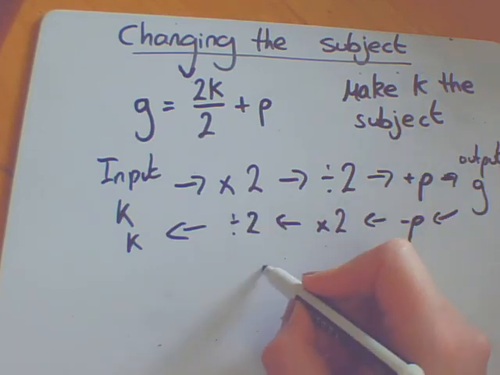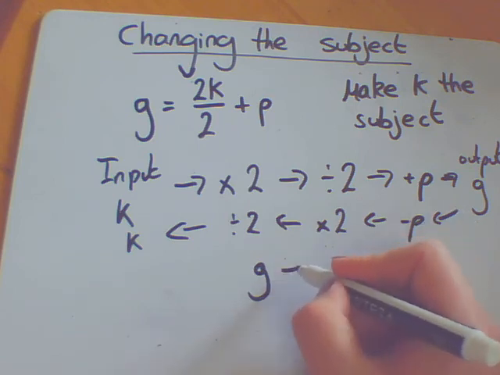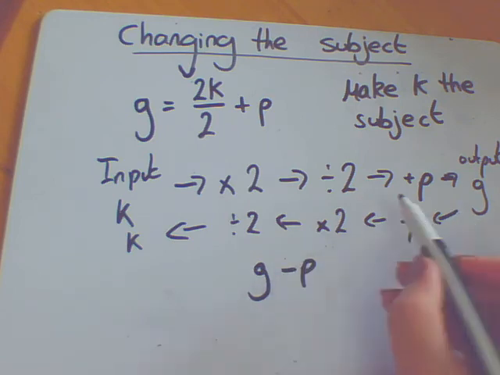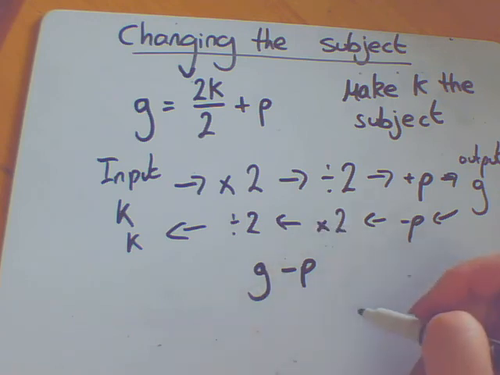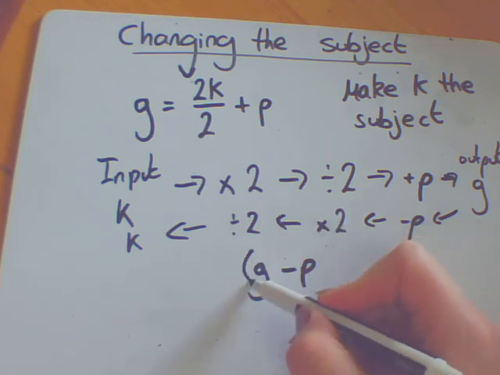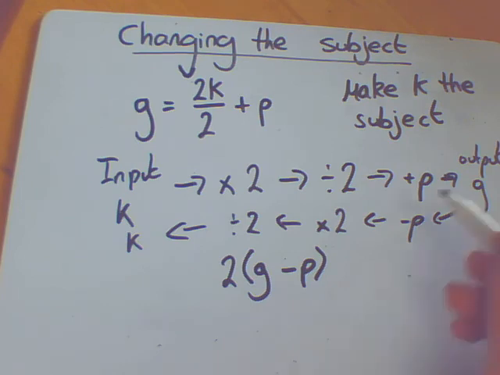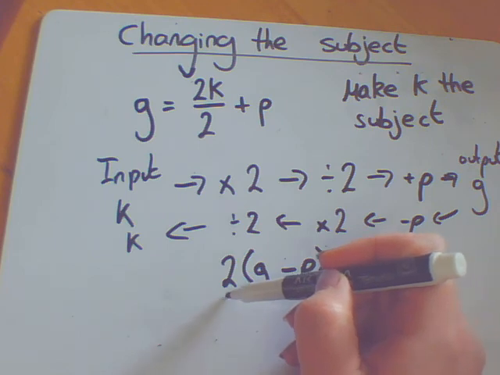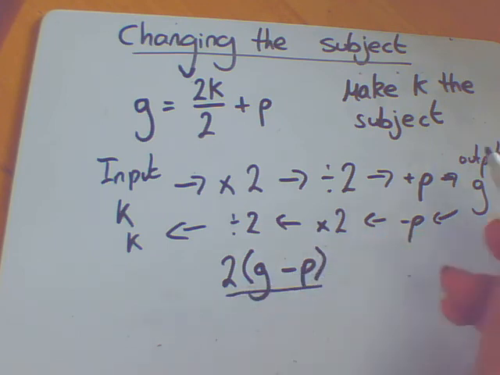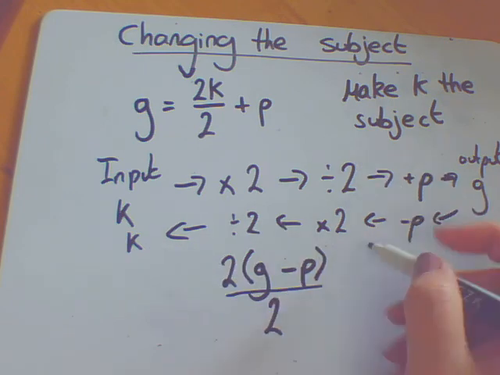So starting with G, I subtracted P. I multiplied by 2. So just like on the other one that we did, you're going to put brackets around this with a 2 at the front. And then I'm dividing by 2, so again like the first one that we did, to divide by 2, if we're going to be sensible, we're going to write it with a divide sign like that, and the 2 on the bottom, and that gives me my output of k.